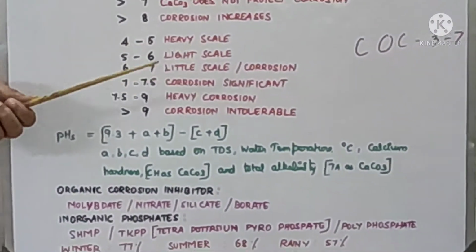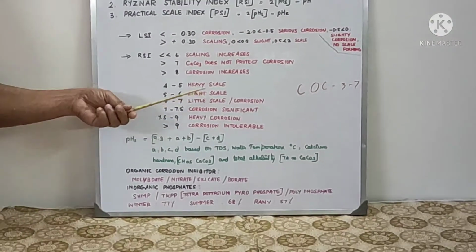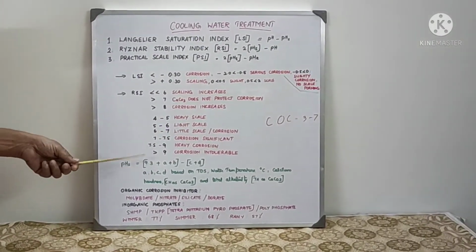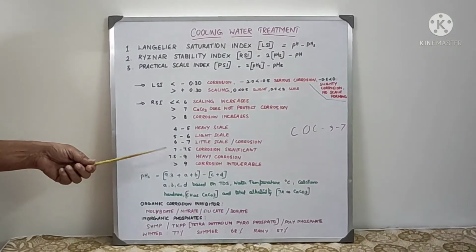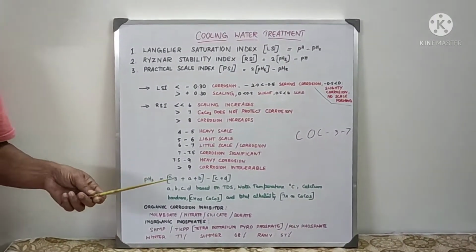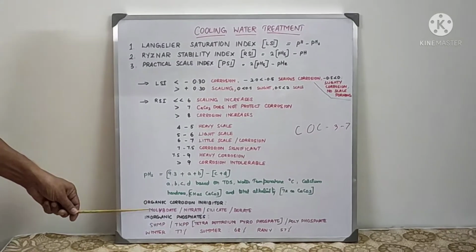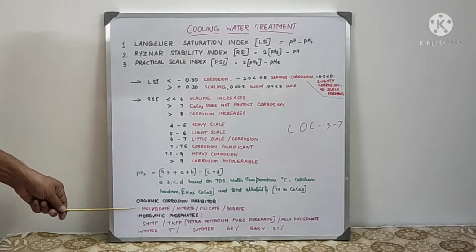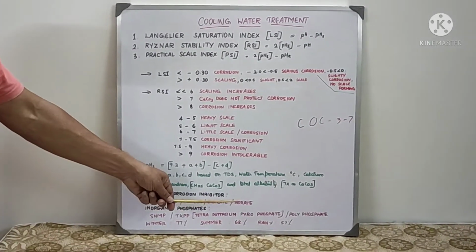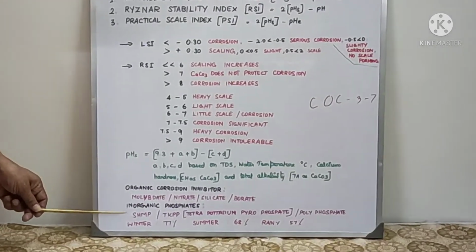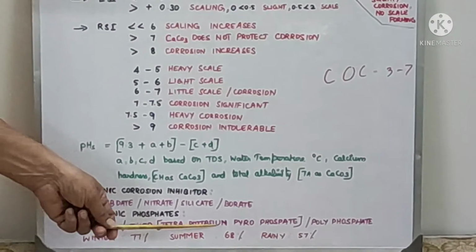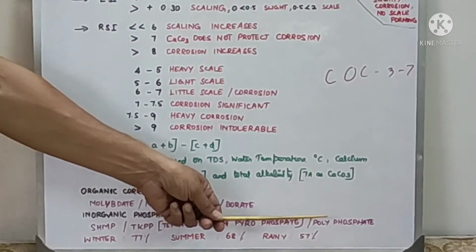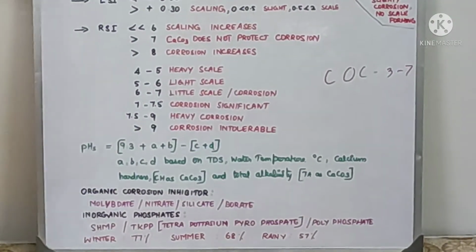When there is any level drop or any leak in the line, makeup water will be added, and chemical dosing lines with separate pumps will be there, and in some places they will have an ejector and the provision is there for CCCW. For CCCW, normally they will go for molybdate or nitrate or silicate or borate. And inorganic means, in India, sodium hexametaphosphate or tetra potassium pyrophosphate or polyphosphate or synthetic phosphate, which they are also using nowadays.